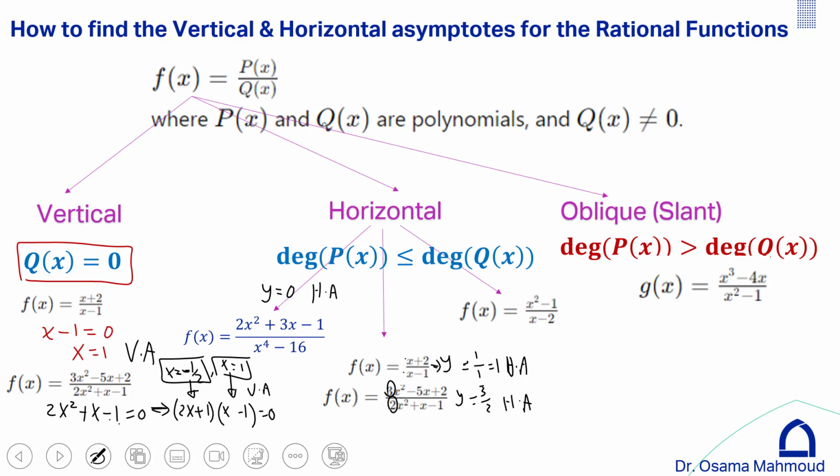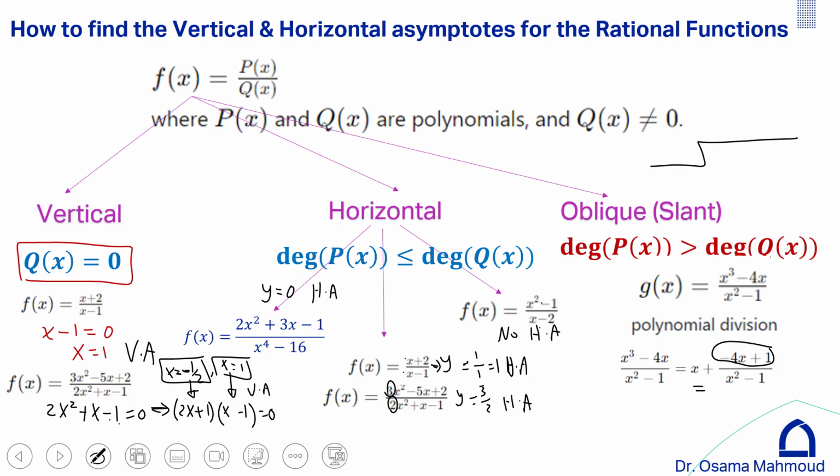As we said, when the degree of the numerator is greater than the degree of the denominator, you have no horizontal asymptote. But you have something called an oblique asymptote. How to find the oblique asymptote? You have polynomial division and you only care about the result of the division. You don't care about the remainder of the division, right? How to do this one? We sometimes call it long division. So x cubed minus 4x divided by x squared minus 1.